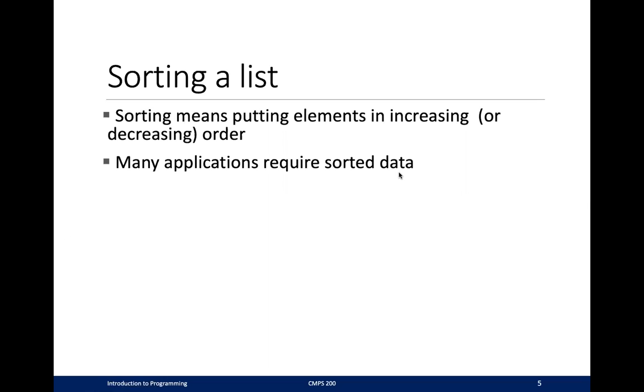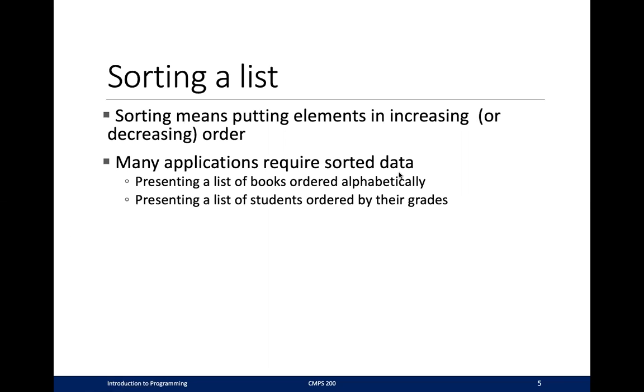Many applications require sorted data: presenting a list of books ordered alphabetically, presenting a list of students ordered by their grades, something that we heavily use in all applications. You always want to present things in sorted order because humans like to see things in some order rather than a random order. Sorting can speed up searching. Why can sorting speed up searching?